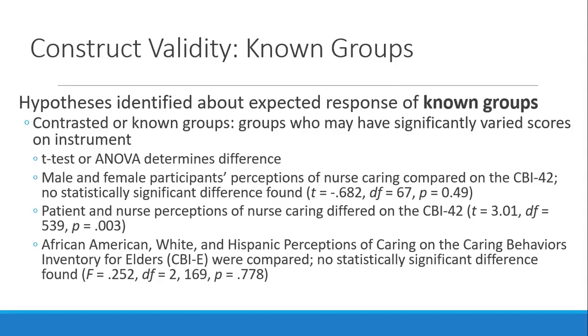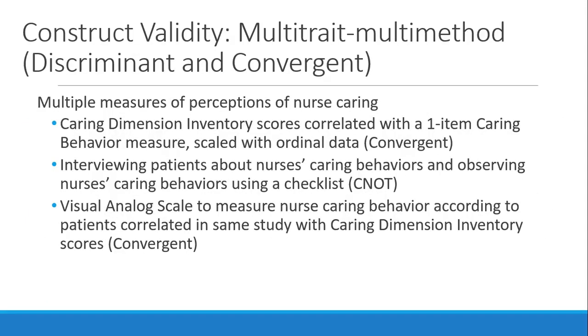And finally, on the Caring Behaviors Inventory for Elders, people were compared by the nominal characteristic of race, American, African American, white, and Hispanic perceptions of caring, and there was no statistically significant difference. You used an ANOVA or an F-test to document that. There's also a way to do construct validity using what is called the multitrait-multimethod approach. So discriminant and convergent validity fall under here.